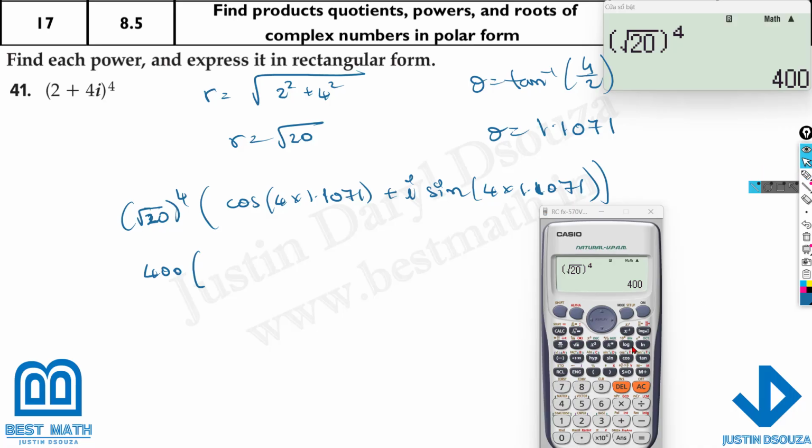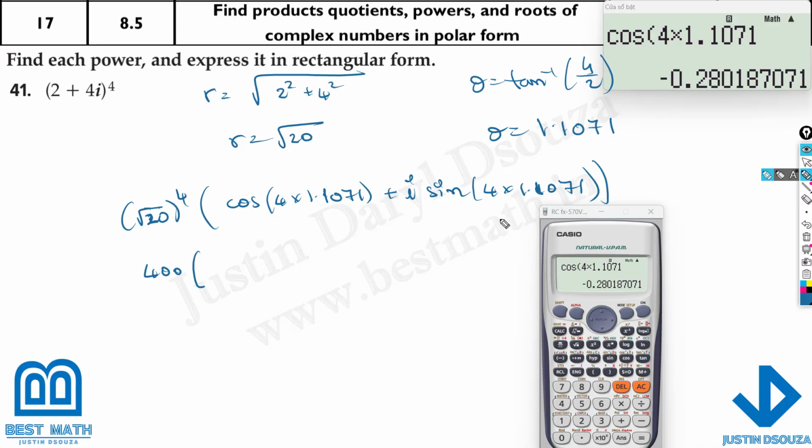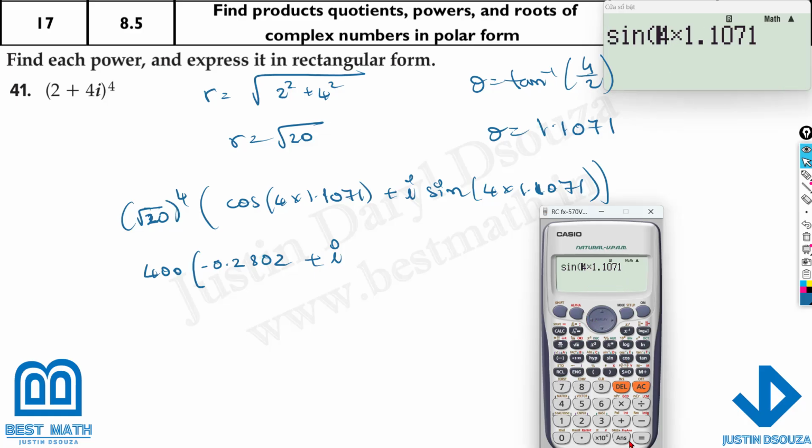What about the cosine and sine values? Cosine of 4 times 1.1071. It's minus 0.2802. I'm going to take 4 decimal points even over here. i times, just change this to sine. And here we go. It's minus again. This will be minus 0.9599. Now you have to multiply these with 400.